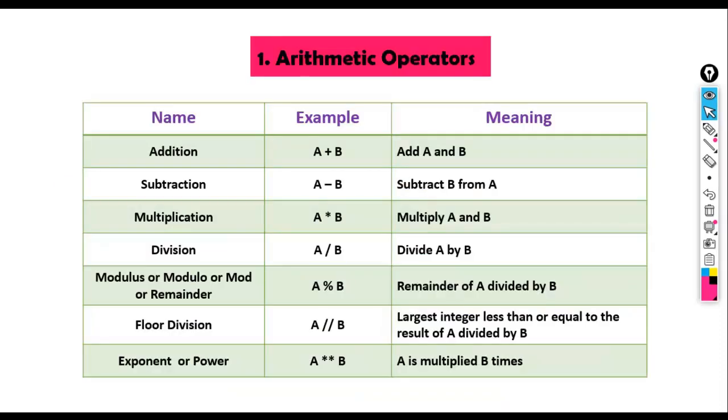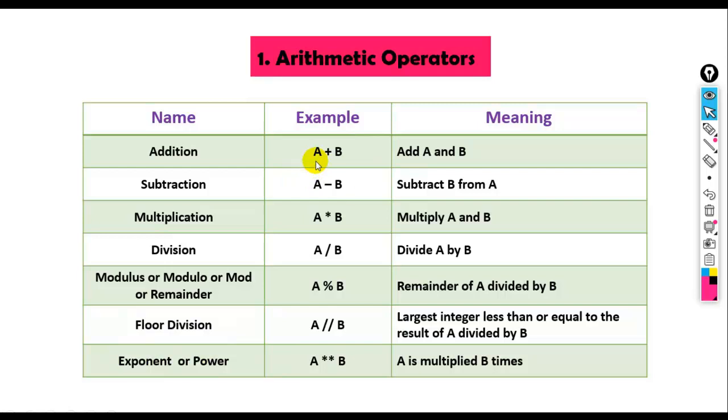As you can see here, different arithmetic operators. Arithmetic operators are used to perform arithmetic operations. There are 7 arithmetic operators in Python that you can see here: addition, subtraction, multiplication, division, modulus, also called modulo or mod or remainder operator. Next is floor division, and exponent or power operator.